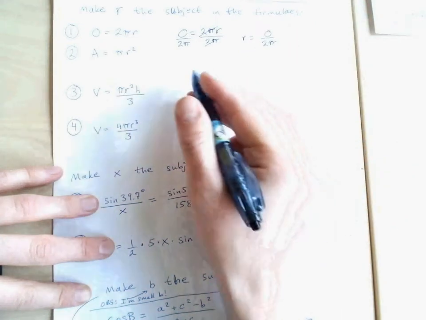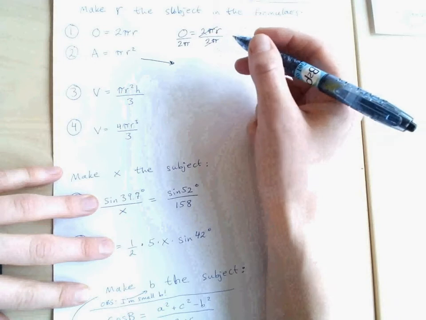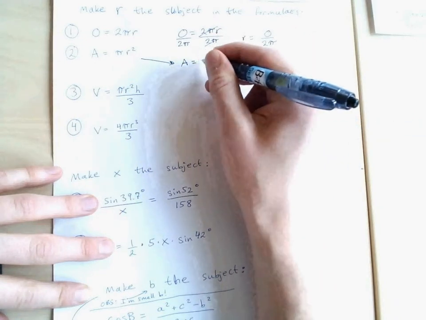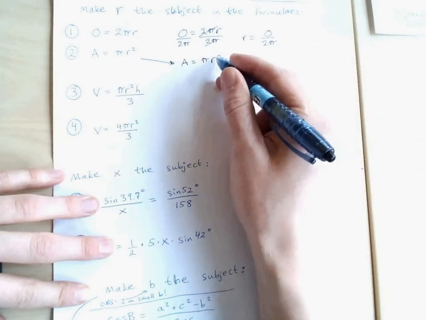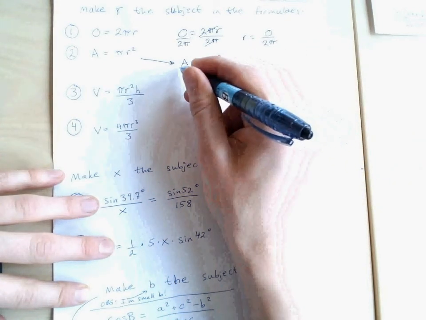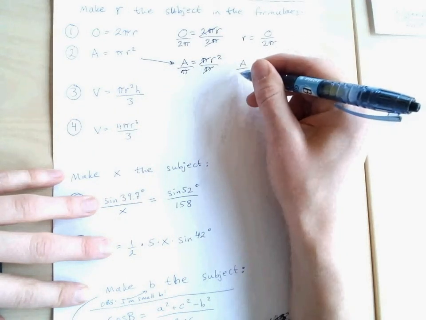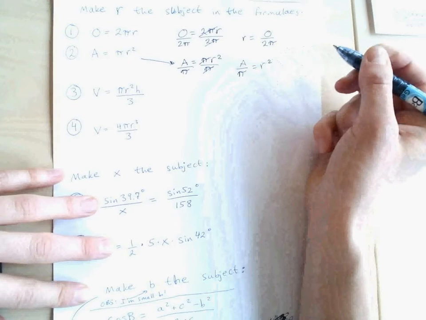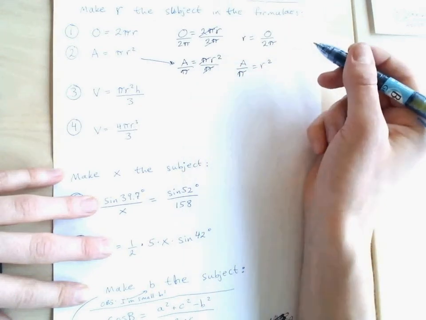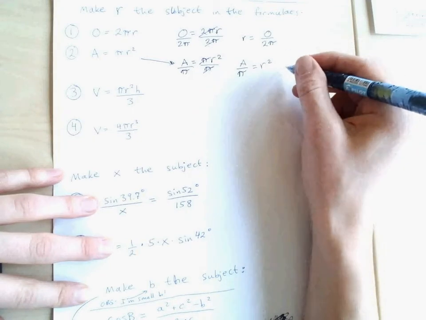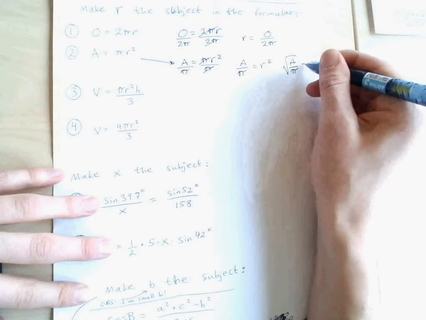In this one, that's what we looked at also during the lesson, I think. We have A equals pi R squared, and we want to get R alone. We divide first by pi on both sides. We get A over pi equals R squared. What we need to do to get R alone is to take the square root. And when we do that, we get the square root of A over pi equals R.